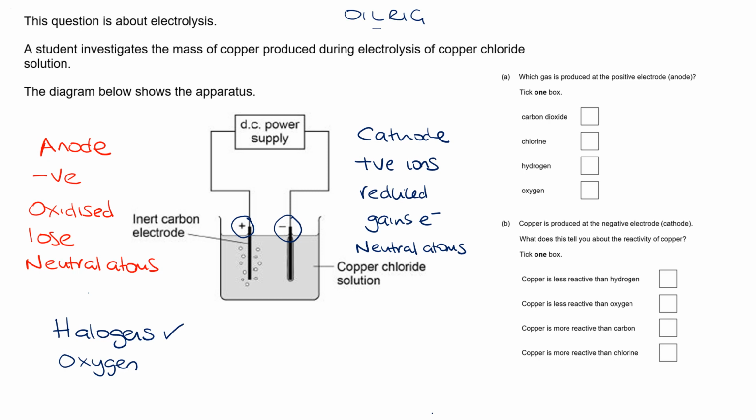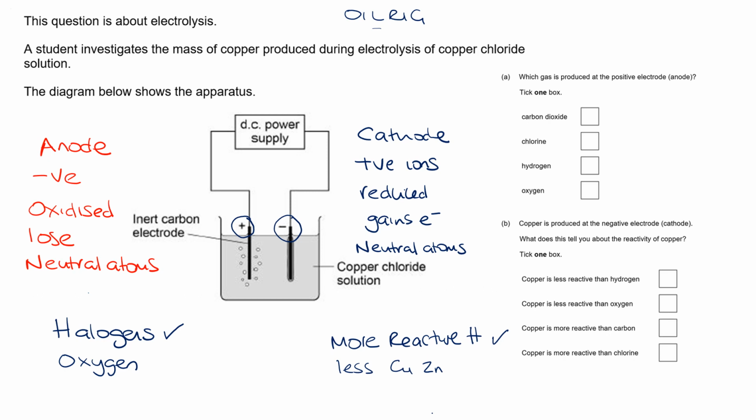On the cathode, this is of course the electrode that attracts the metal ions, and if the metal is more reactive than hydrogen, then hydrogen will be discharged at the cathode. However, if the metal is less reactive, then it will be that metal that will be discharged at the electrode, such as copper, zinc, any of those that are not in group 1 or 2.